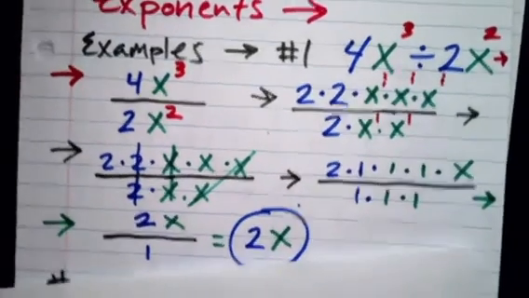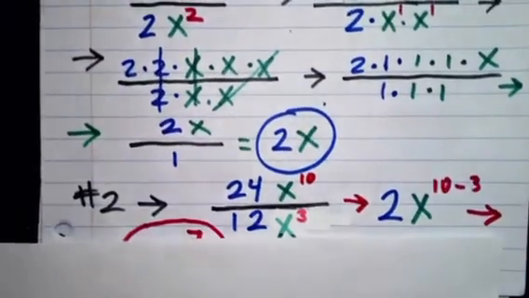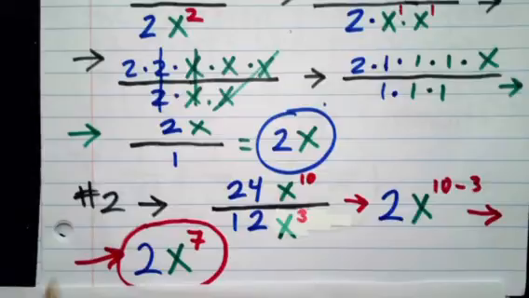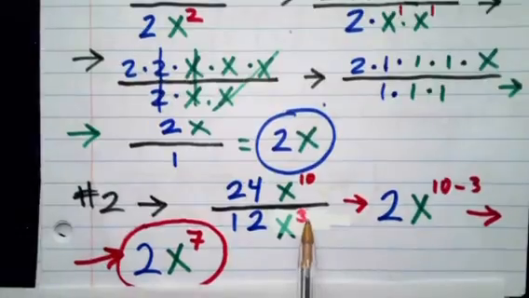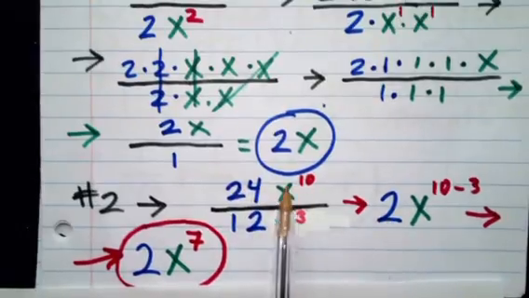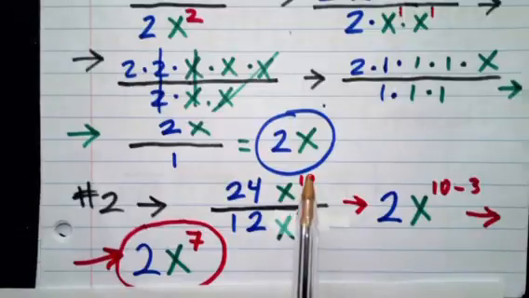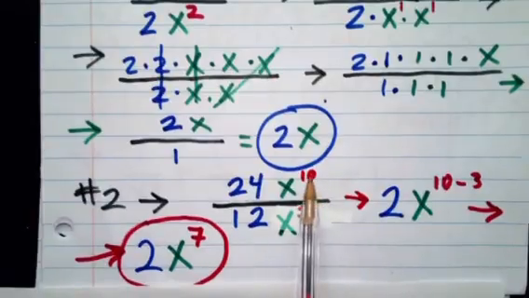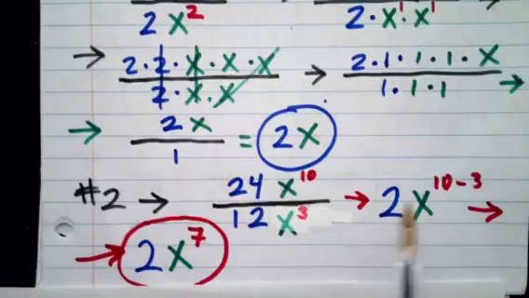Let's take a look at a different example. Let's say you're feeling pretty good about these exponents and you feel pretty good about simplifying fractions. Let's look at problem number 2. 24 times x to the 10th power over 12 times x to the third power. So I want to simplify my fraction. 24 divided by 12 is 2. Now, instead of writing these out in expanded form, you can just subtract them, because the rule is when you divide with exponents, you subtract them. So what is 10 minus 3? Well, 10 minus 3 is 7. So my final answer is going to be 2x to the 7th power.